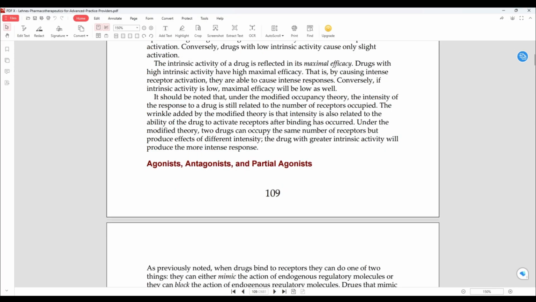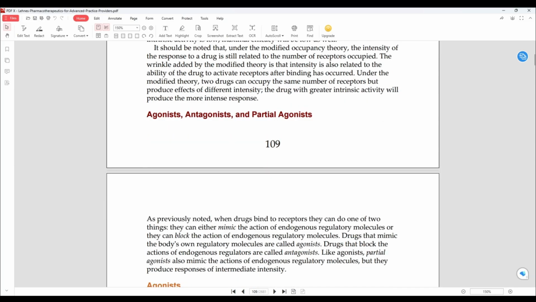It should be noted that under the modified occupancy theory, the intensity of the response to a drug is still related to the number of receptors occupied. The wrinkle added by the modified theory is that intensity is also related to the ability of the drug to activate receptors after binding has occurred. Under the modified theory, two drugs can occupy the same number of receptors, but produce effects of different intensity. The drug with greater intrinsic activity will produce the more intense response.